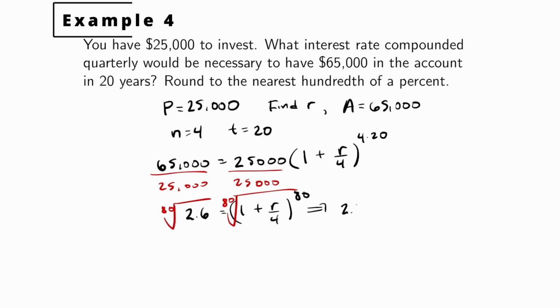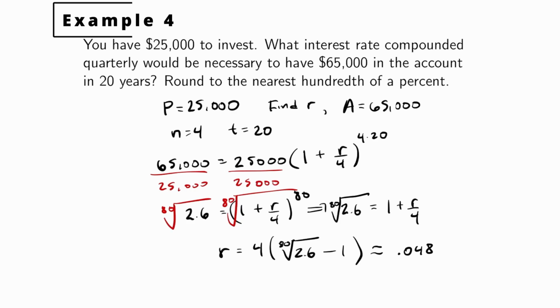Okay, and if you do that, you get the 80th root of 2.6 equals 1 plus r over 4. Now my suggestion is to find the 80th root of 2.6 at the end of the problem. So if we solve for r, we subtract 1 from both sides and then multiply by 4. What you're going to get is r is 4 times the 80th root of 2.6 minus 1. Okay, and if you round that, so this is tricky, the nearest hundredth of a percent basically means round it to the 10,000th place. So it's going to be 0.0481 if you do that.